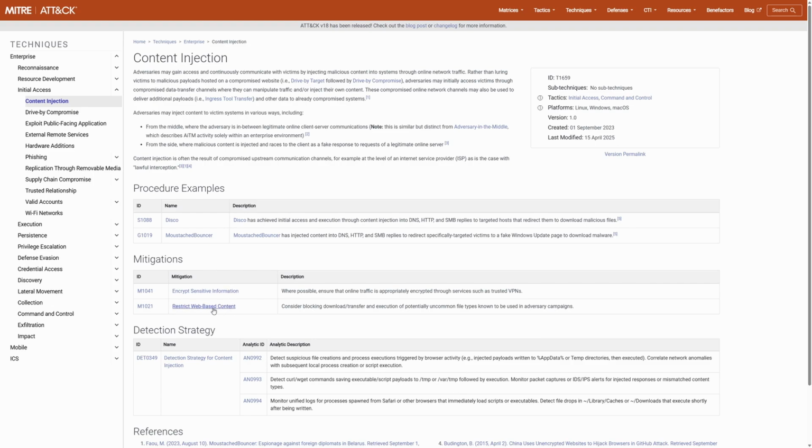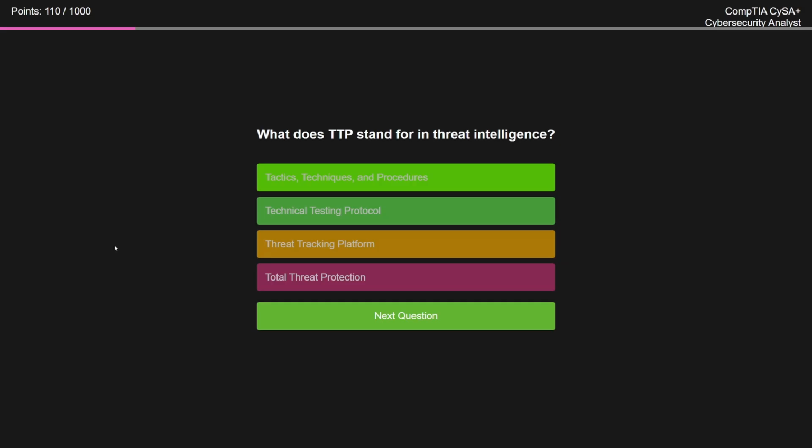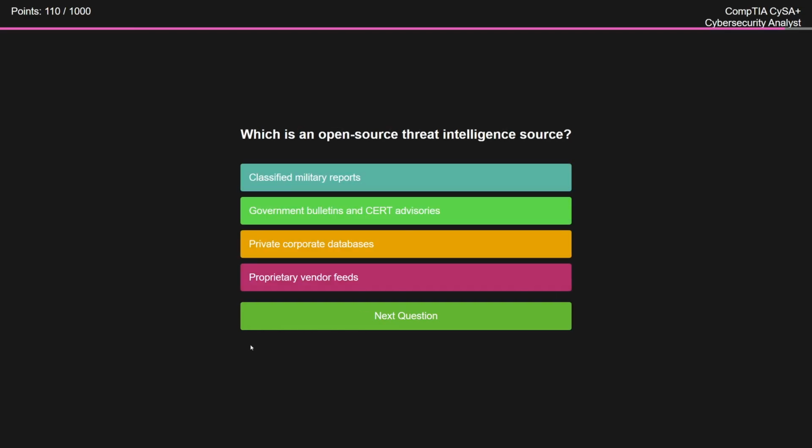So restricting those websites, blocking websites, is another way to block that. So I hope that helped you understand the MITRE ATT&CK framework and how tactics, techniques, and procedures relate to the MITRE ATT&CK framework. Next question.